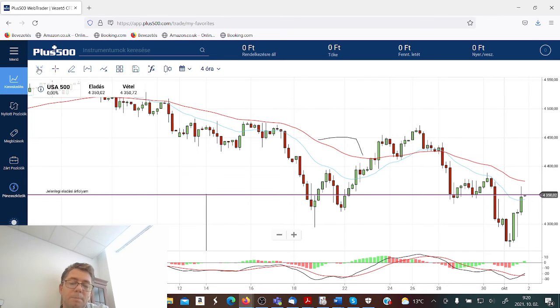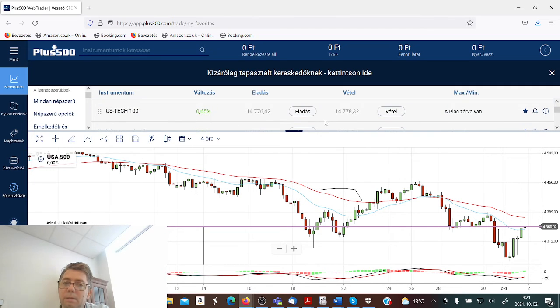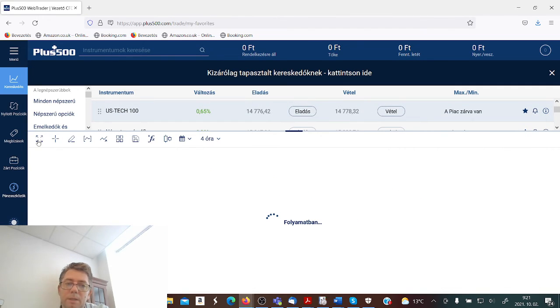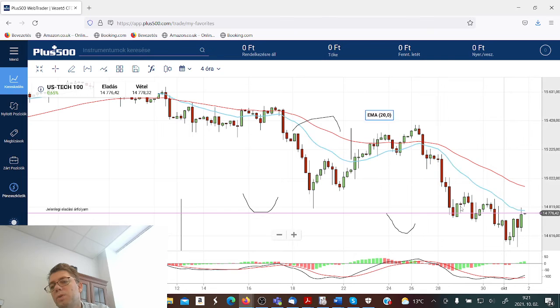This is the S&P 500. Let's look at one more index, the Nasdaq. Let's see what we can see here on the Nasdaq. This is the 4-hour chart. On the 4-hour chart, we are in a downtrend. We have a high, a low, a lower high, a lower low, and so we are in a downtrend.